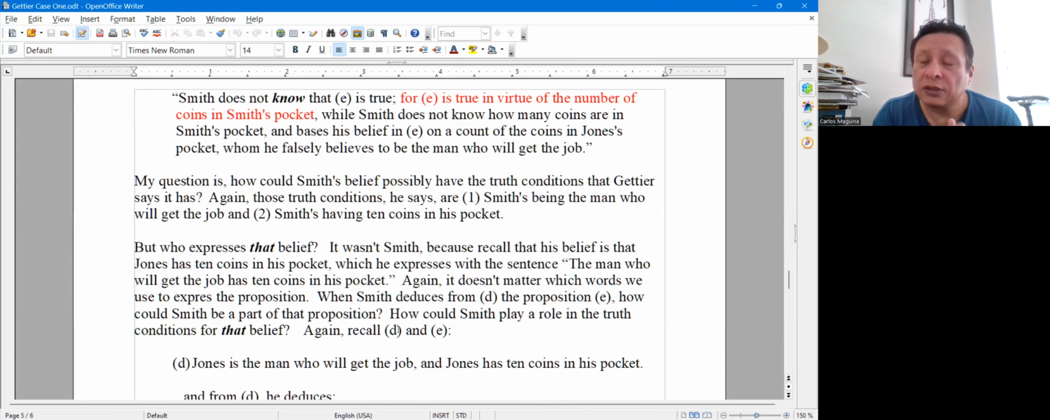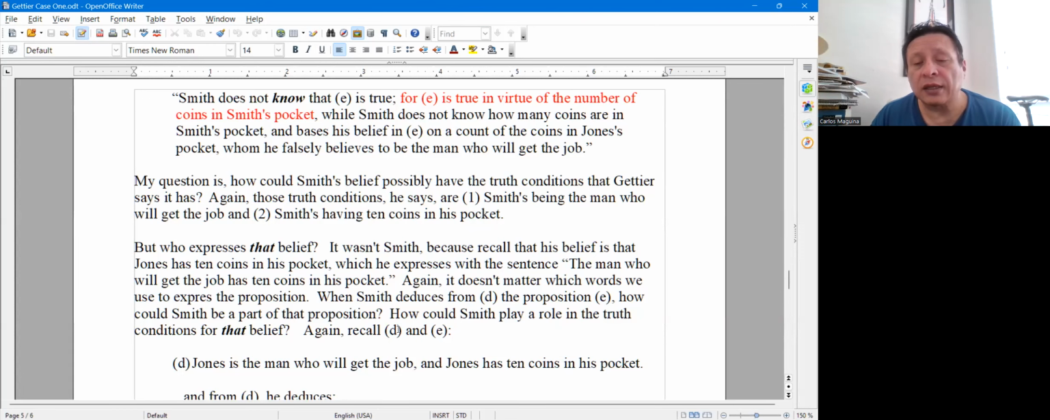he's only using that to fool you into believing that the truth conditions can involve Smith. But they can't, because when Smith believes the man who will get the job has 10 coins in his pocket, we can express that proposition as Jones has 10 coins in his pocket, right? Because the man who will get the job has 10 coins in his pocket, even though it's phrased one way, can have the same proposition as Jones has 10 coins in his pocket. Those are just different sentences with the same proposition.